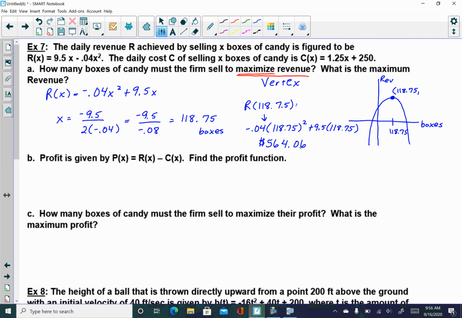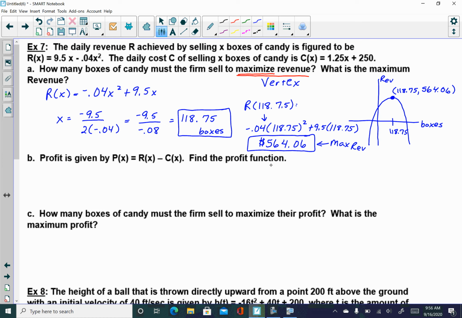so let's just do like we normally would do in terms of dollars and cents. So the maximum amount of boxes they need to sell is 118.75. Their maximum revenue is $564.06. So this is max revenue. Max revenue. And so then it tells me over here, okay, well, this is $564.06.